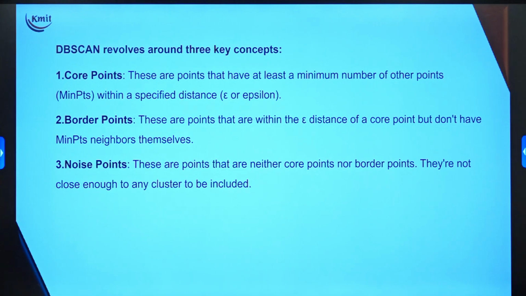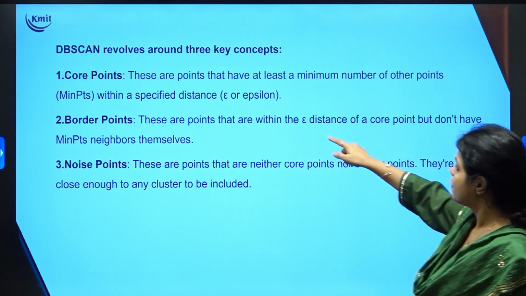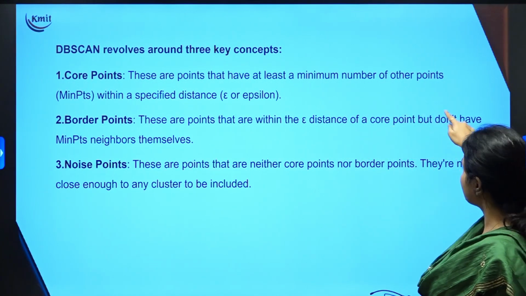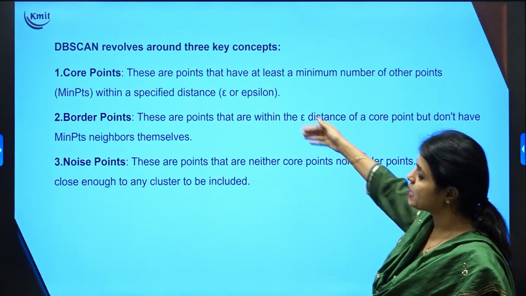Now the second point is border points. These are the points that are within the epsilon distance, the specified distance, of a core point, but do not have the minimum number of neighbors themselves.